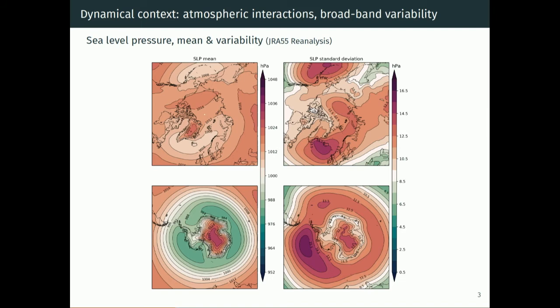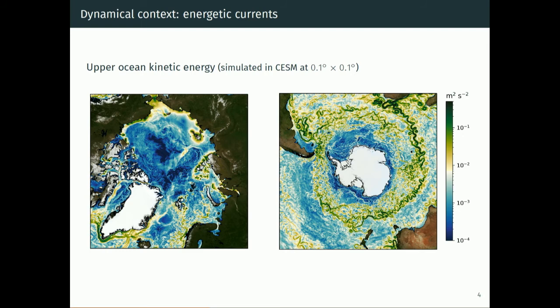The winds drive dynamic currents. These are results from a global eddy-resolving simulation that we've conducted at NCAR. And as you can see, there's substantial variability in the surface kinetic energy field in both these systems, though admittedly the Southern Ocean is much more dynamic.